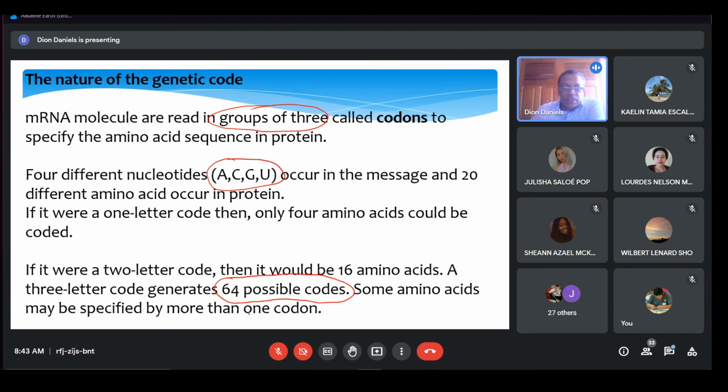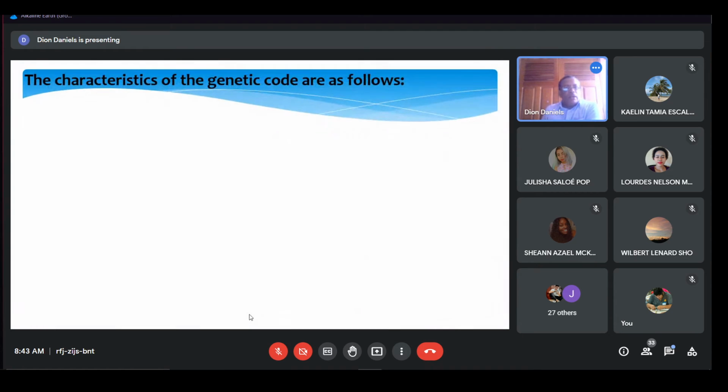Some amino acids may be specified by more than 1 codon. So you have more than 1 codon coding for the same amino acid. I'll show you a table with the different genetic codes and the amino acids that they code for, and you'll understand what that is saying.